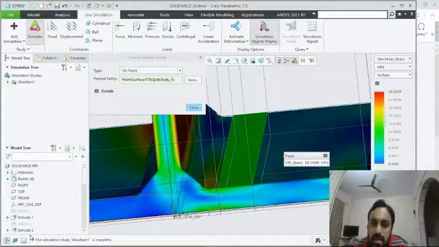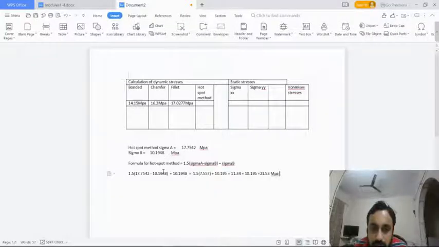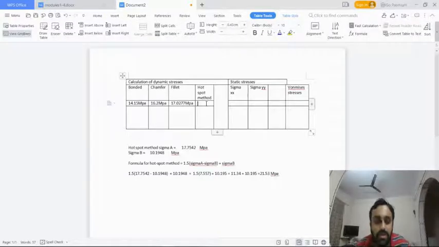So basically 17 point something megapascal and 10 point something megapascal gets to be 7 point something megapascal if we subtract them. Now with the formula for the hotspot method one, that is 1.5 sigma A minus sigma B plus sigma B, we calculate the hotspot method results for stresses. It comes out to be 21.53 megapascal. So we jot it down here: 21.53 megapascal.